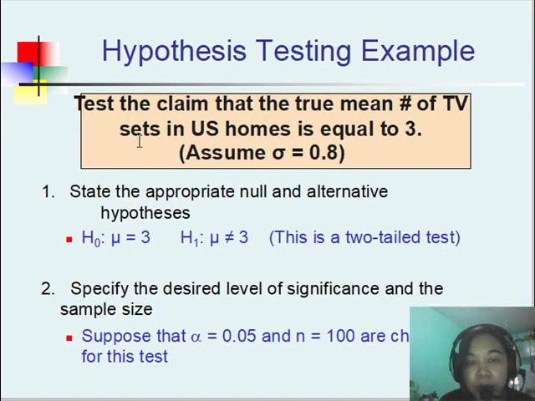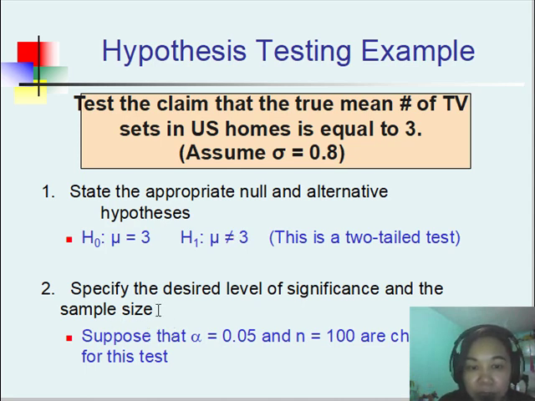So here, we complete our example. We test the claim that the true mean number of TV sets in US homes is equal to 3. Then we assume its population standard deviation to be equal to 0.8. So first we state the appropriate null and alternative hypotheses. So we have here H sub 0, mu equals 3, against the alternative that mu is not equal to 3. So this is a two-tailed test because our alternative uses not equal.